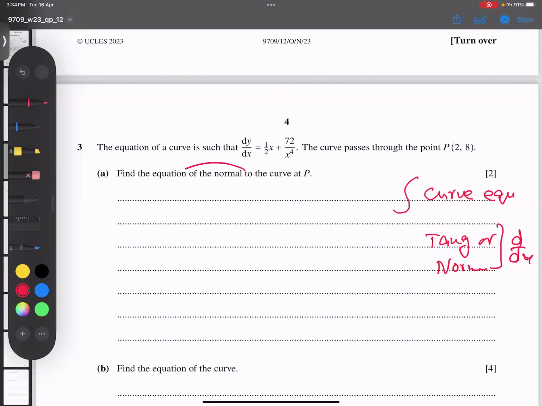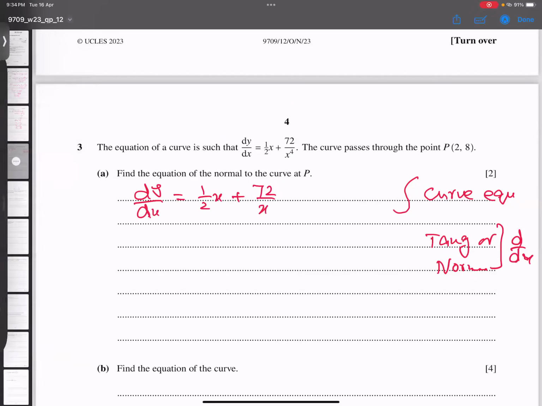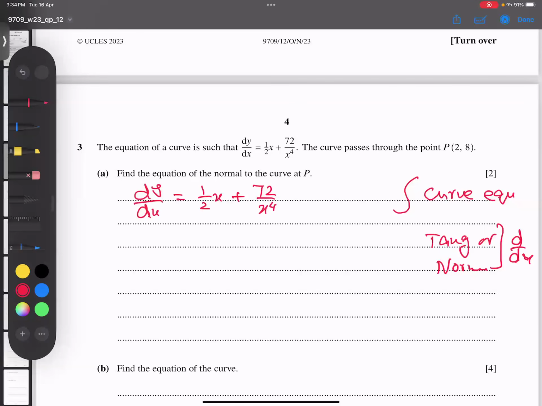Okay, now he's asking a question about the normal, and luckily the derivative is already given by him. The differentiation is done already, no need to do it. He said find the equation of the normal at P, where the curve passes through this point, and P is this one. So these 2 values will be plugged in here.